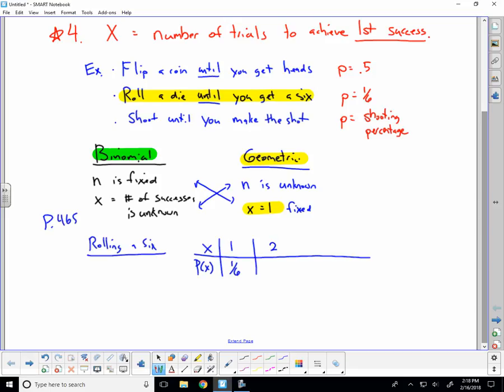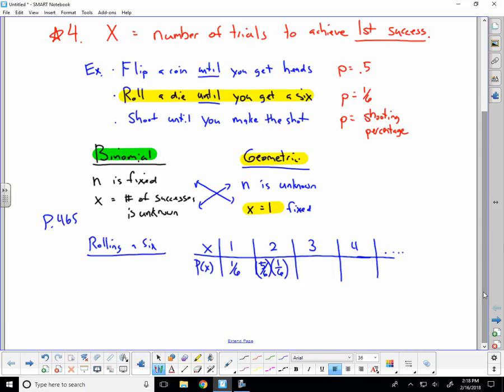Now, the second roll, what's going to happen? In order for it to take 2 rolls, what has to happen on the first roll? It's not a 6. That's correct. So we're going to have 5/6 of the time, times the probability that it happens on the second roll, which is still 1/6. And because these are independent, I can multiply those together. And we should see a pattern emerge here. Maybe let's go out to 4, and then we'll do dot, dot, dot.